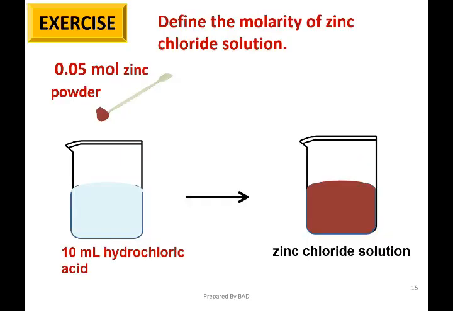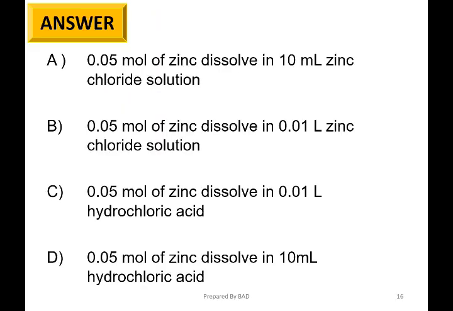Let me try this exercise. Given 0.05 mol zinc powder is added to 10 milliliter hydrochloric acid to form a zinc chloride solution. The question is, determine the molarity of zinc chloride solution. You are given 30 seconds to choose the correct definition for the situation.